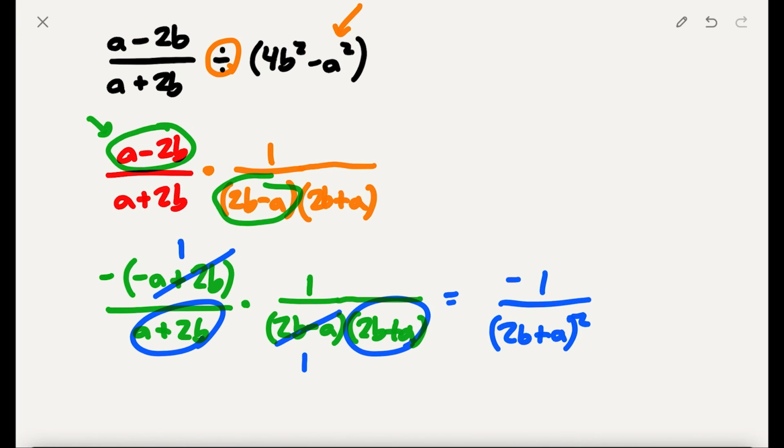And then if you wanted, you can expand out that denominator, and you would get a squared plus 4ab plus 4b squared for your final answer.